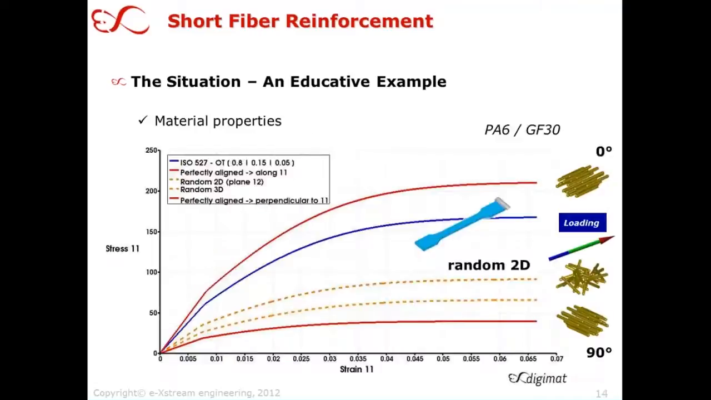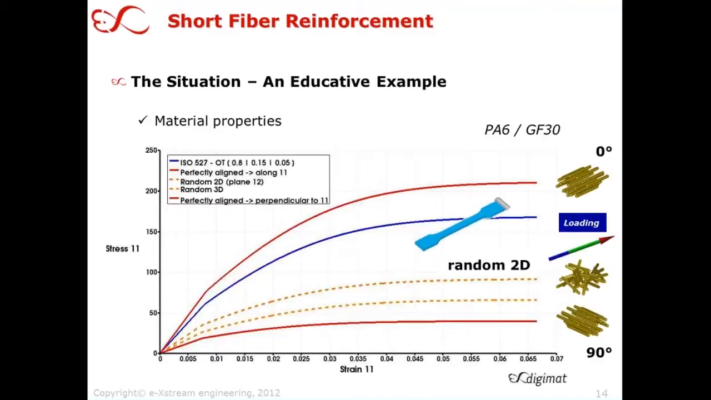And what we did now is that we computed the material curves for our composite material, and this by varying the fiber orientation. That is what we look at here on this slide. So basically for the material, which is polyamide 6 reinforced with 30% of glass fibers, we have started to deduce a stress strain curve along fiber direction.